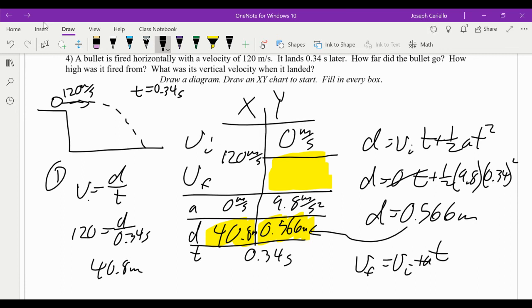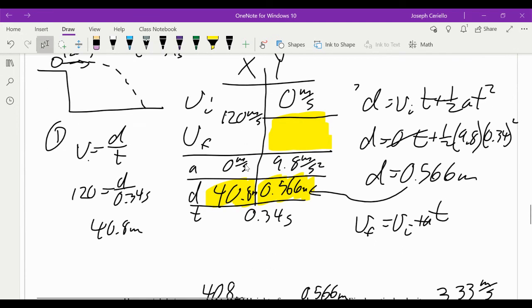Next question is, how high was it fired from? That's dy. So we can use our equation d equals vi t plus 1/2 a t squared. Our initial velocity in the y direction is 0, and because we're looking for dy, we have to use the y column. A is 9.8, and t is 0.34 squared. You get 0.566 meters. Then take the final velocity in the y direction, using vf equals vi plus at. This is our third step.